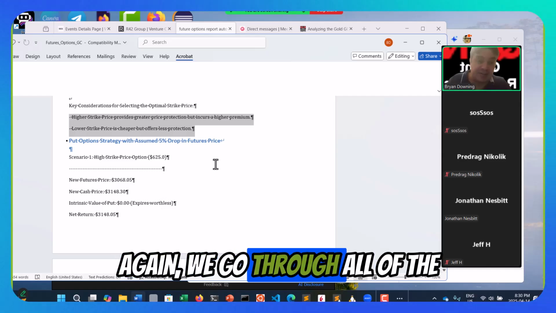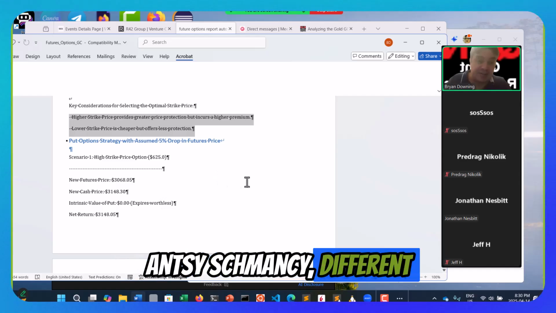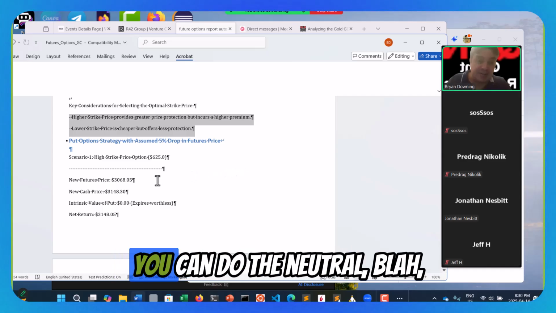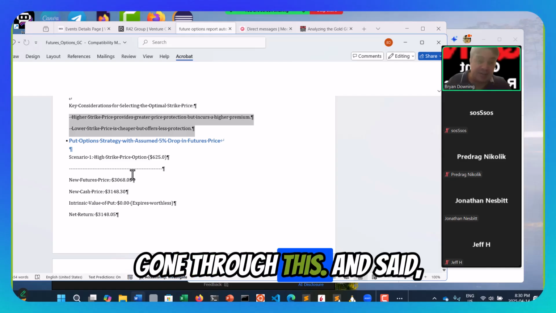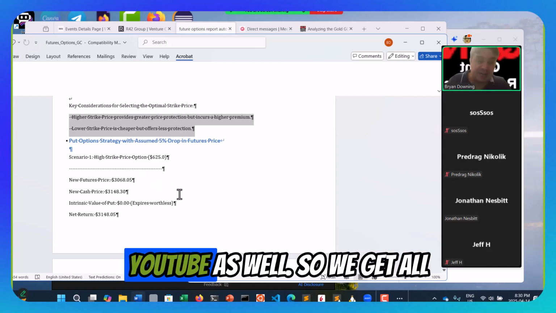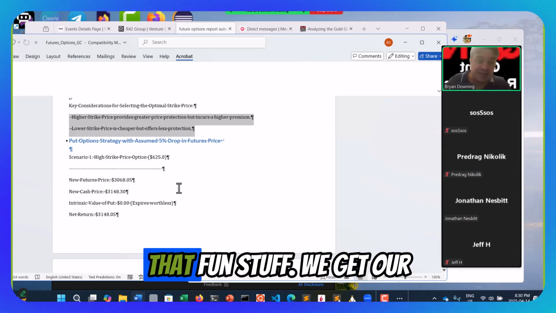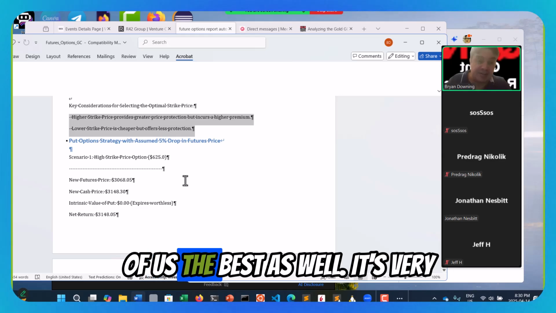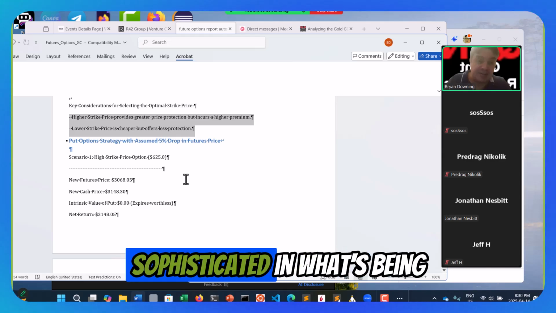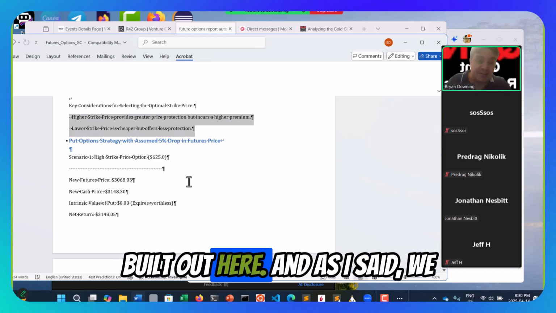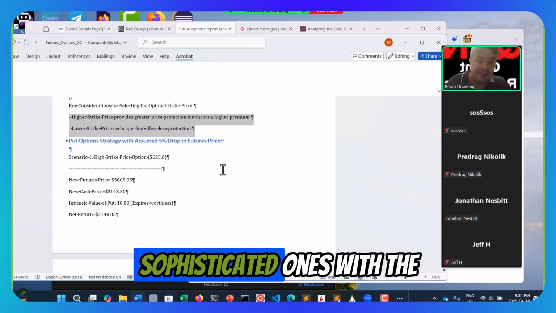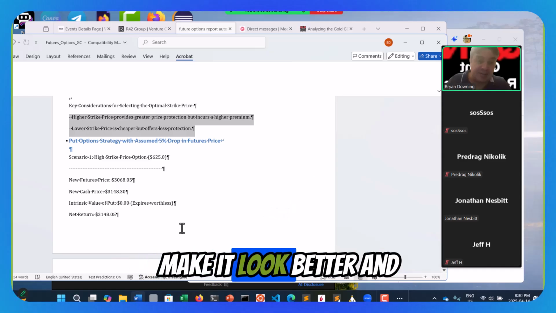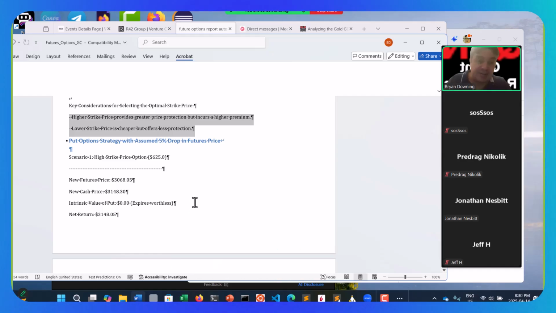And again, we go through all of the fancy different option strategies. Again, the long call option, you can measure it by bullish, we can do the bearish, we can do the neutral, and so on. We've already gone through this. I said this is going to be available on YouTube as well. So we get all that fun stuff. We get our neutral, a batch of the fish as well. It's very sophisticated what's being built out here. And as I said, we can get into the really sophisticated ones with the iron condor and the butterfly as well. I just have to make it look better and validate it.